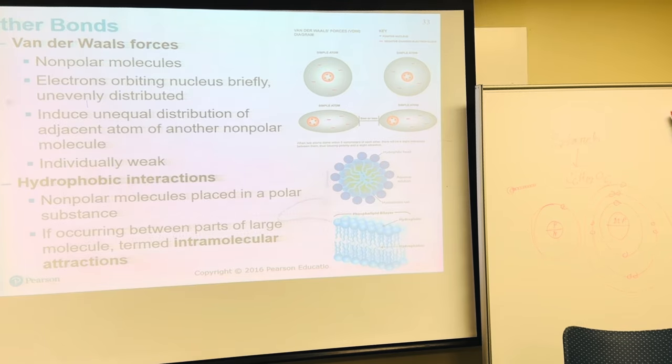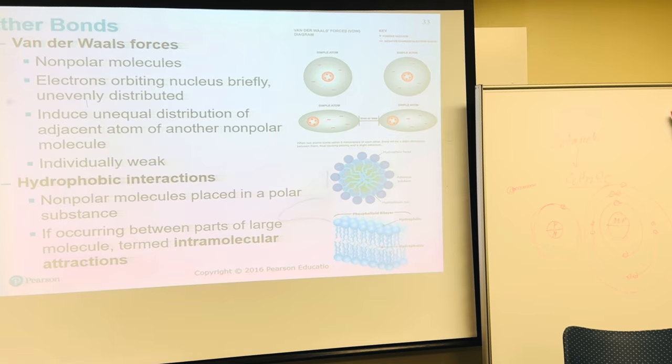So we talked about the ionic bond, covalent bond, and also the hydrogen bond. Now let's talk about some weaker bonds like van der Waals forces and the hydrophobic interaction. Van der Waals forces happen in non-polar molecules, where electrons orbiting the nucleus are briefly unevenly distributed. So what do we see? In the orbital, in the shell, the electrons are not distributed evenly. They are dispersed, right?